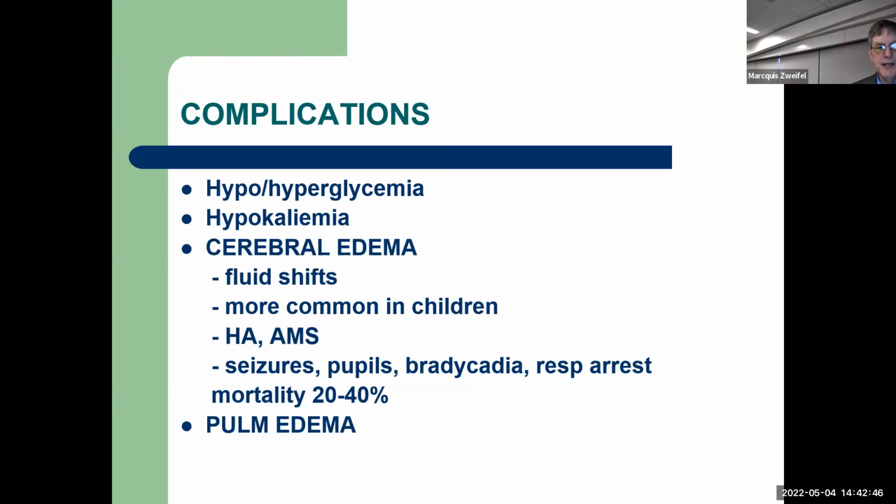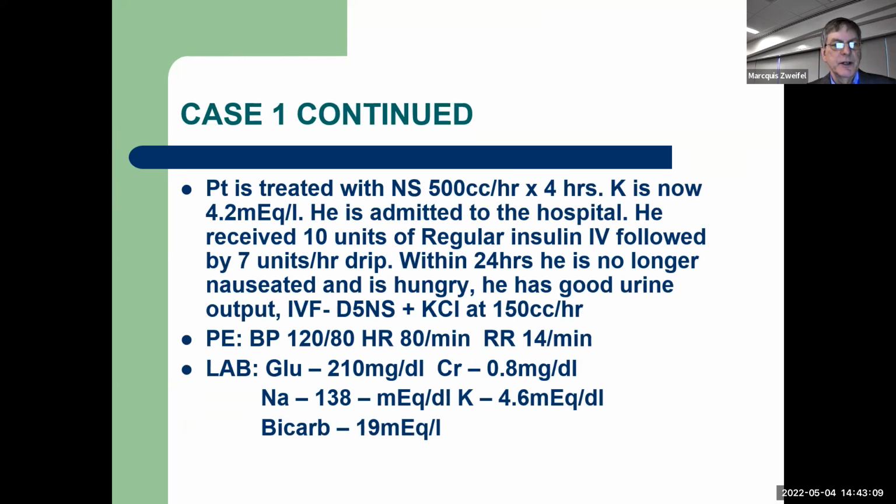The complications are obviously sugars going up or down a long way, hypokalemia, the cerebral edema, more common in kids, more common in HHS, and it's more common if you bring down the sugar really fast from a really high level, and pulmonary edema. So this patient was treated with normal saline, 500 an hour for 4 hours. Potassium is 4.2. He got 10 units of regular insulin IV, followed by 7 units per hour.